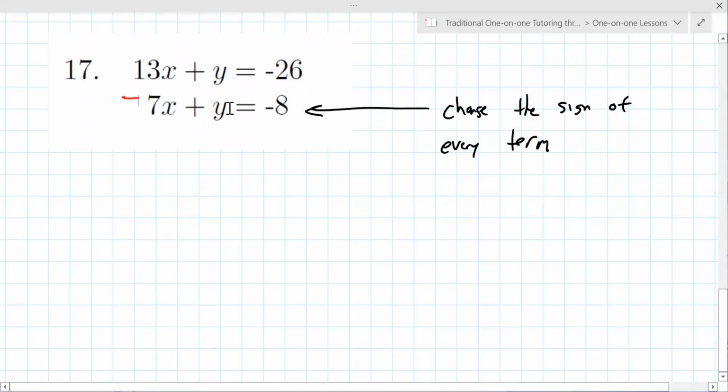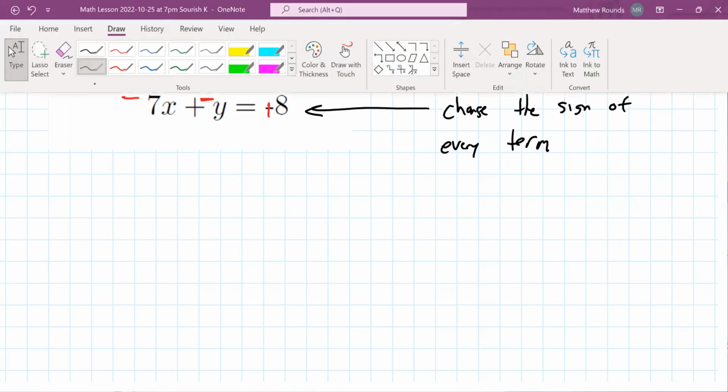Is plus y positive or negative? I'm asking you, is plus y positive or negative? There's no negative there. It's a positive, so we're going to change it to a negative. Now, what about this number over here on the right? Is it positive or negative? Negative. So we're going to make it positive. Do you see how I changed the sign of everything? Yeah.